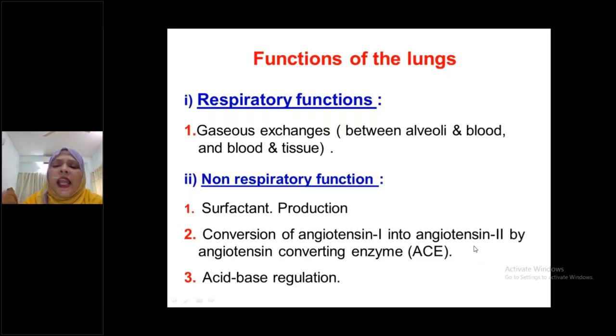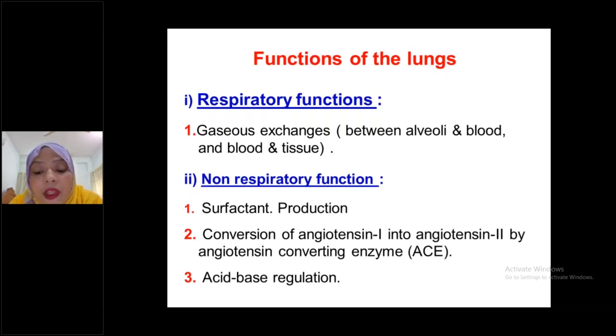Okay. And this angiotensin 2 causes several functions. It is a powerful vasoconstrictor. It can cause ADH secretion from the posterior pituitary gland. It can cause aldosterone release from the adrenal cortex. It itself can cause salt and water retention, and it can also stimulate the thirst center and the desire for drinking. By this mechanism, it controls blood pressure regulation.